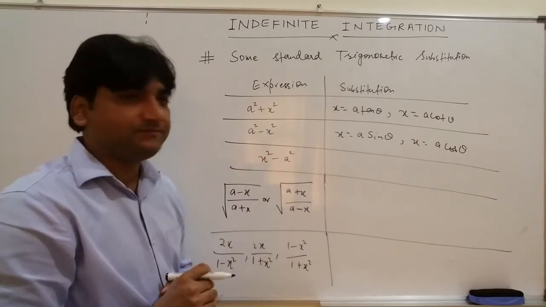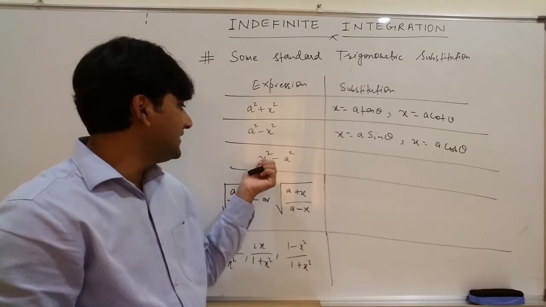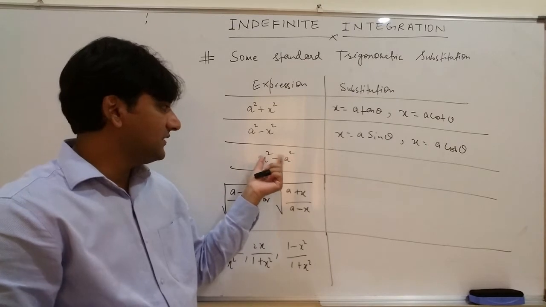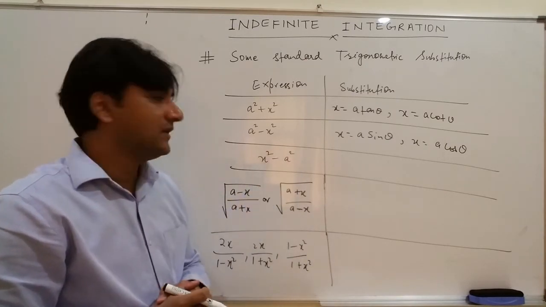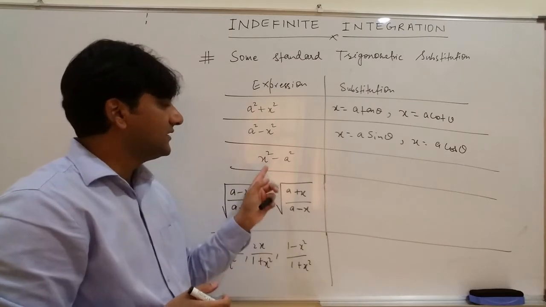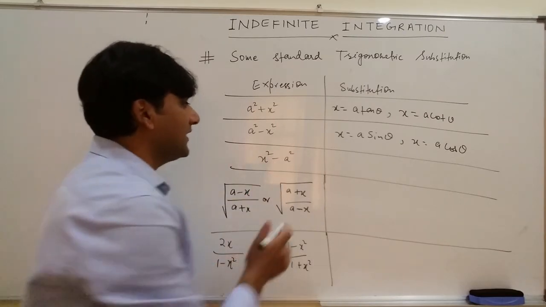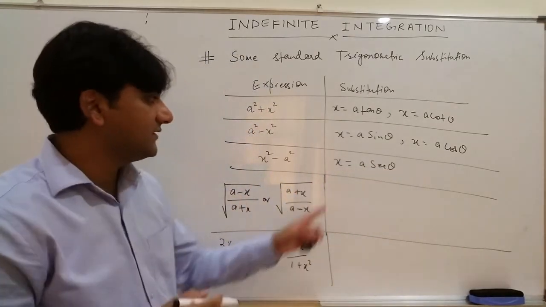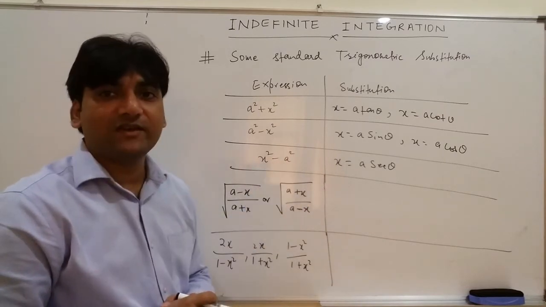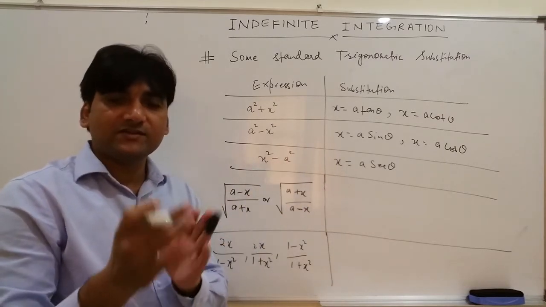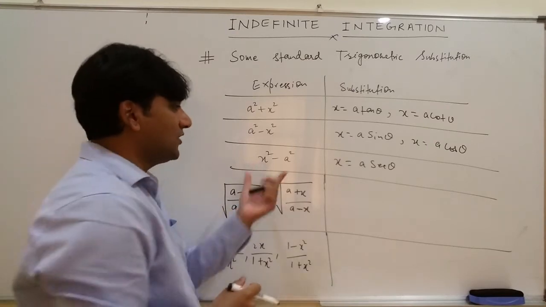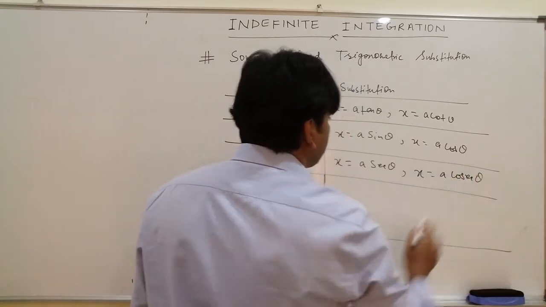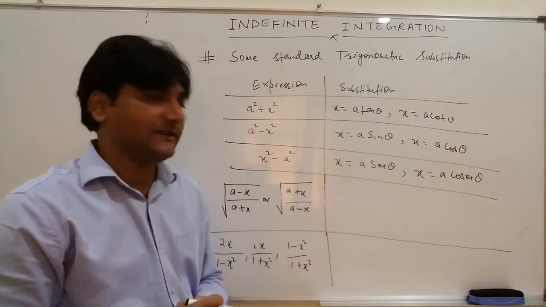Now x square minus a square. If we take sin theta, then a square we will take common, sin square theta minus 1. Then if it is in root, there is a problem. So what can we do? We can take x equals a sec theta. Why a sec theta? Let us check. A square we can take common, sec square theta minus 1. 1 plus tan square theta is sec square theta, so sec square theta minus 1 is tan square theta. So solvable. So x equals a sec theta, or x equals a cosec theta also, because cosec square theta minus 1 is cot square theta.